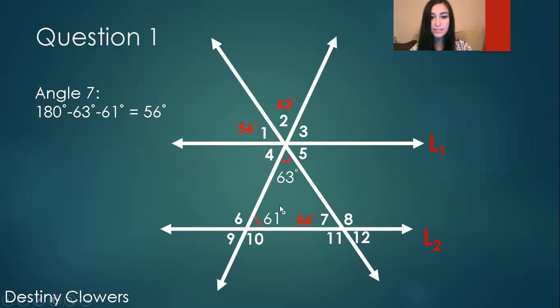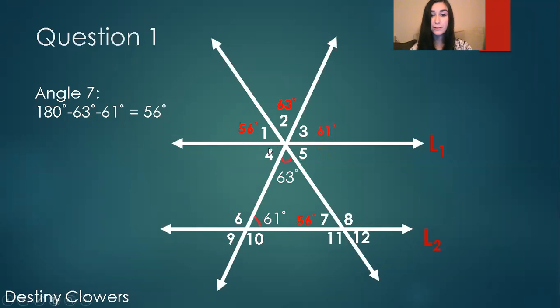Now for number 3, let's notice that the angle given to us right here is 61 degrees. You see how 61 degrees corresponds with angle 3? We know that corresponding angles are always equal, so once again, 61 degrees is also going to equal angle 3 since these angles are corresponding.